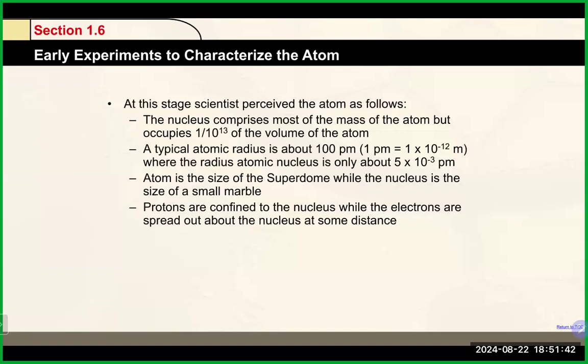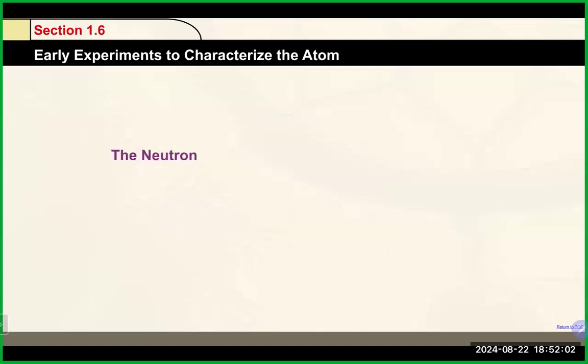But the Superdome, or a big stadium, and the nucleus is like a small marble, and the 50-yard line in the middle of it is sort of the idea there. Lots of empty space, lots of place for those electrons to fly around in. But again, the mass of the atom is made up of that really small marble on the 50-yard line.